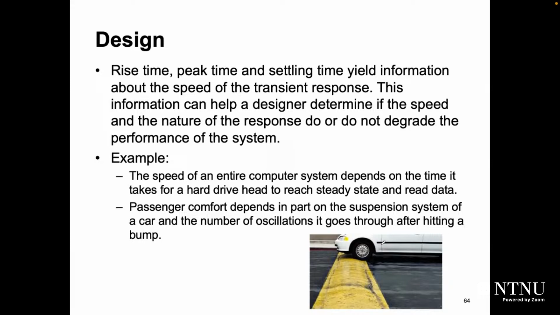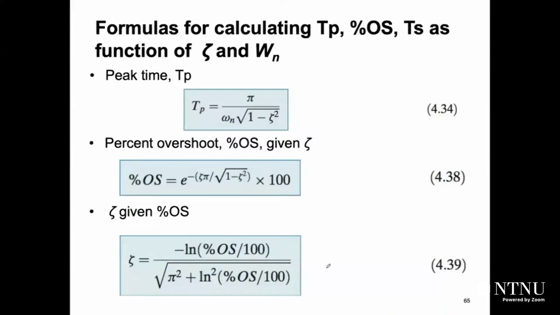Passenger comfort, for example, depends on the suspension system of a car and the number of oscillations it goes through after hitting a bump. After hitting a bump, you will have some oscillations. So the number of oscillations will impact the degree of comfort of the passenger.